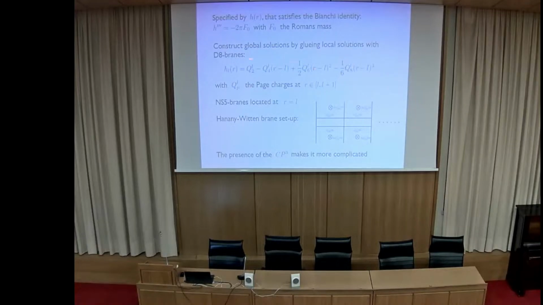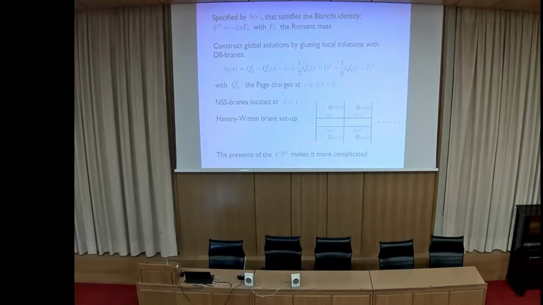So in the end, this is the H function that you have in each of these intervals, in terms of the D2 charge, D4, D6, and D8. So with this information, even if we don't have the underlying brane intersection that gives the AdS3 cross CP3 geometry in the near horizon, you already have enough information from the fluxes to propose a Hanany-Witten brane scenario where your field theory will live.